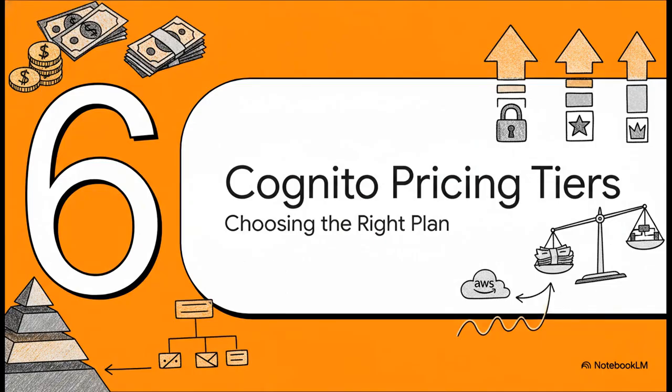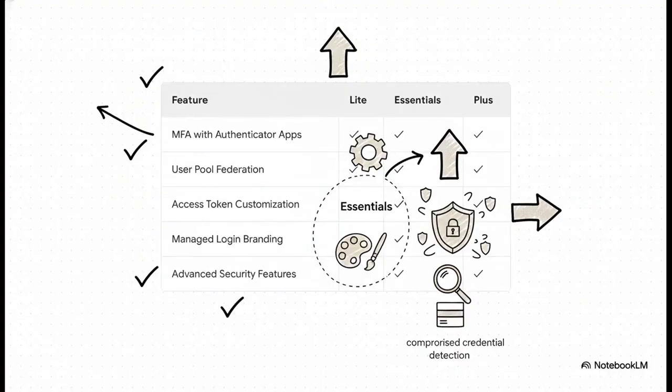Okay, and as an architect, no decision is final until you've thought about the money. We got to talk about cost. And with Cognito, pricing is all about which features you need, so picking the right tier is a big deal. So if you look at this table, you'll see the basics, like MFA and Federation, are actually on the free Lite tier, which is great. But if you want to do things like customize your access tokens or put your own branding on the login page, you've got to jump up to Essentials. And then there's the Plus tier, and that is all about locking things down with advanced security, like threat protection and checking for compromised passwords.